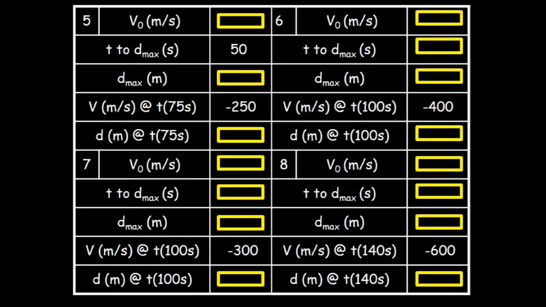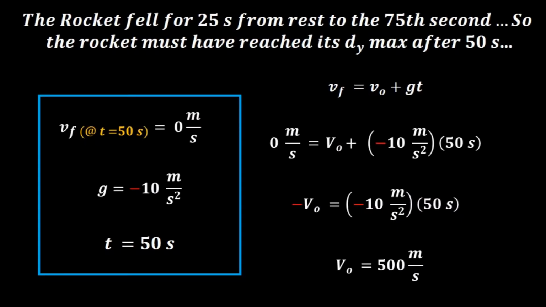So what must have been its V naught? Anybody? Very good. It must have been 500 meters per second. Now you can put that in, 500 meters per second. So you know it's 500 meters per second. You know the time to D max is 50 seconds.